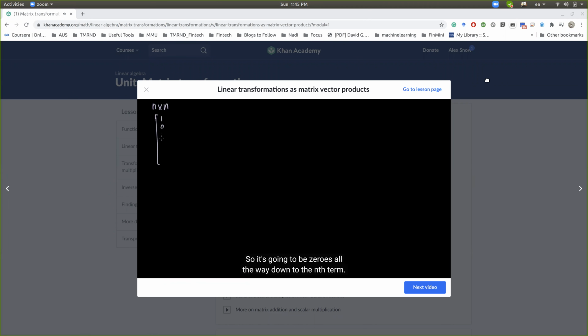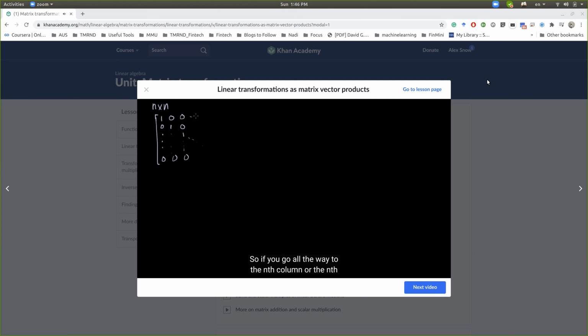So it's going to be zeros all the way down to the nth term. And in the second column, we have a 0 on the first component, but then a 1 in the second component, and then it goes zeros all the way down. And you keep doing this. In the third column, although it would have applied to the third row as well, the 1 shows up in the third component, and then it's zeros all the way down. Essentially, you have the 1s filling up the diagonal of this matrix right here.